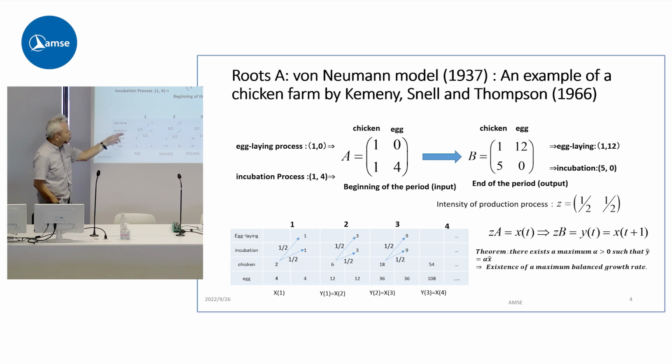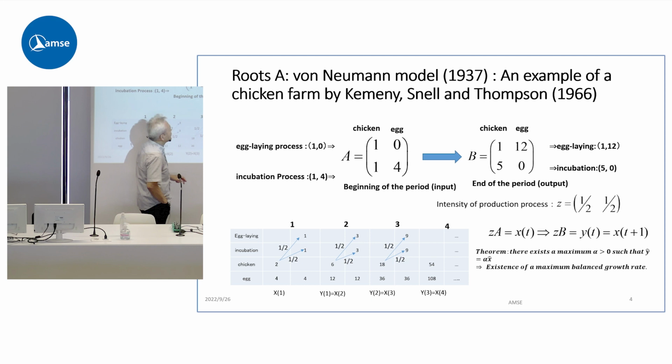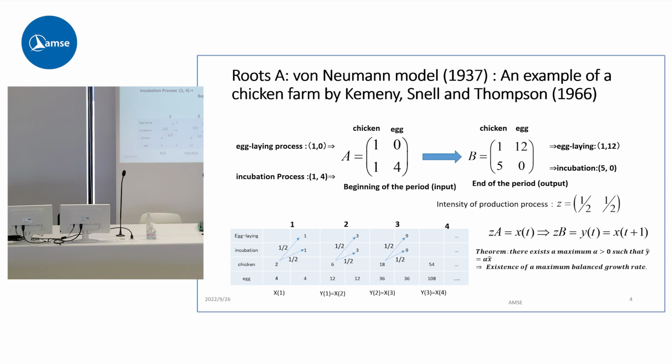Then at the end of the period, we have this so-called output matrix. One chicken raises 12 eggs, and the four eggs hatch, so four chickens plus one, so five chickens. Then we repeat this kind of process. It's very different from a production function type of argument. So this is repeating.